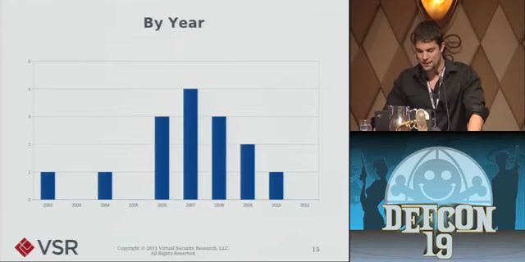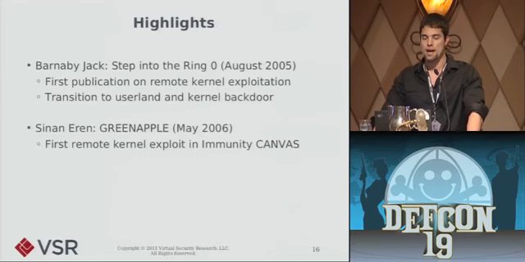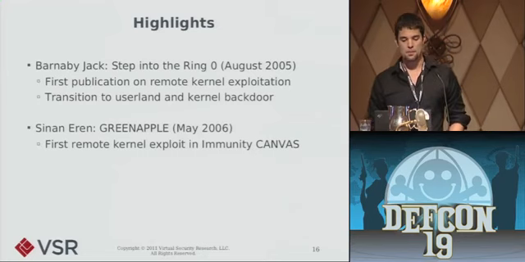I'm not sure there's actually enough data to draw meaningful conclusions about trends here, but 2007 was a busy year for kernel exploitation. So just a brief walkthrough of some of what are, in my opinion, the highlights of past work on remote kernel exploits. Barnaby Jack did the first work that I'm aware of.